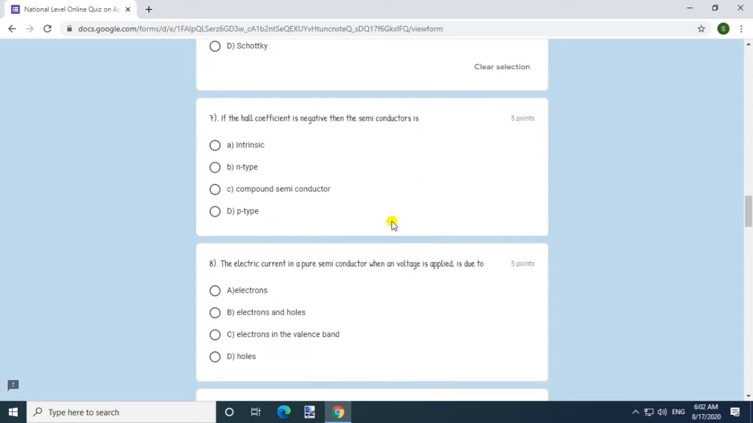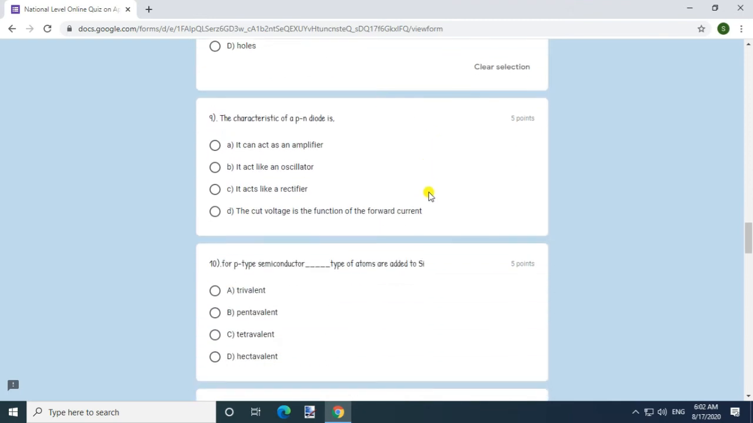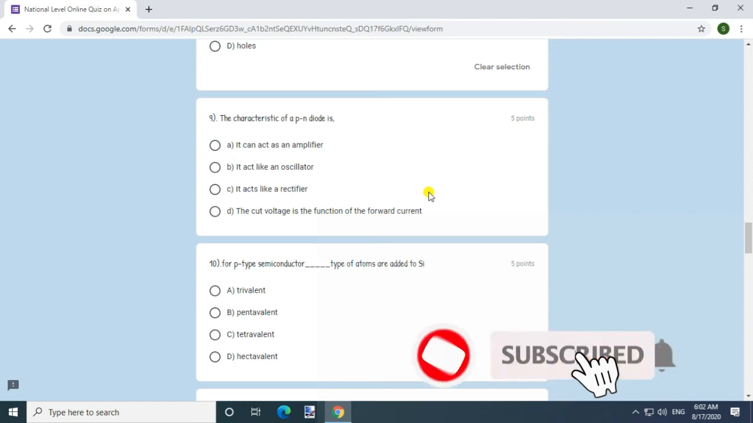Question 7. If the Hall coefficient is negative, then the semiconductor is. Answer B, N-type. Question 8. The electric current in a pure semiconductor when a voltage is applied is due to. Answer B, electrons and holes. Question 9. The characteristic of a PN diode is. Answer C, it acts like a rectifier.